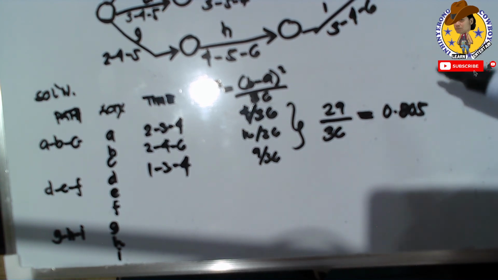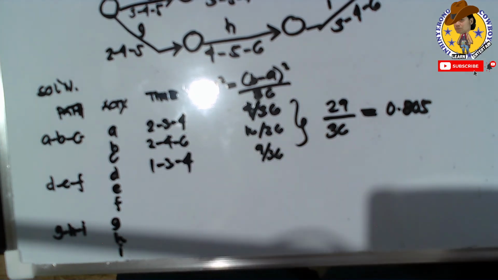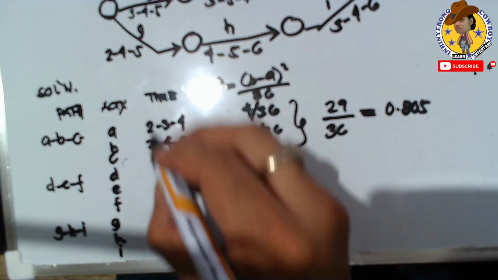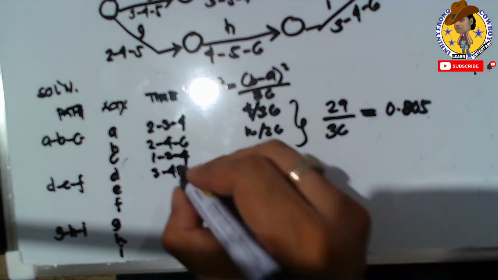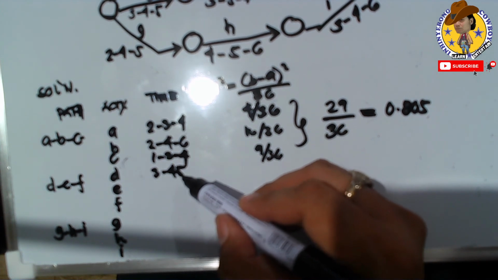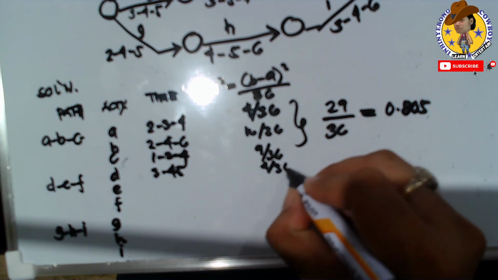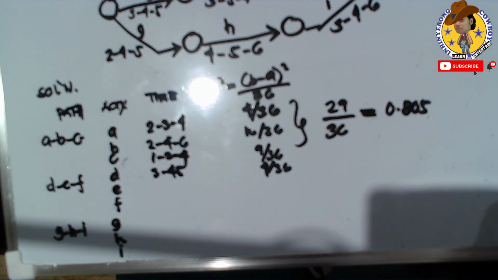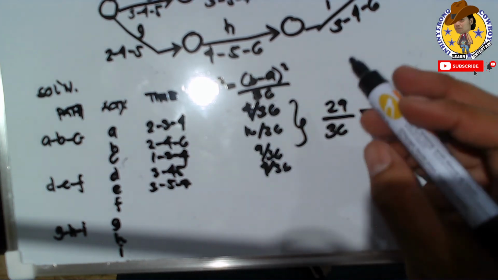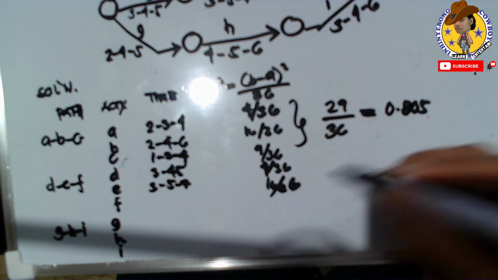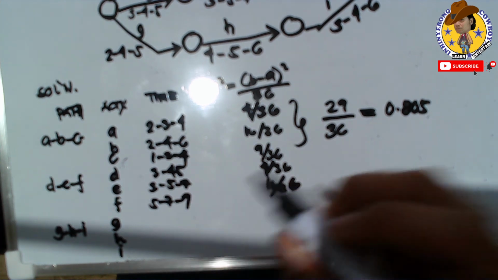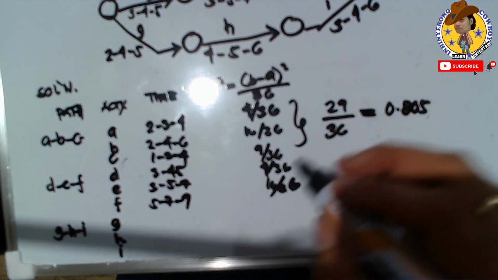So the variance of this path is 0.805. If we continue here, we just adjust this one because the space is very limited. For D, we have 3, 4, 5. The variance of this one is 5 minus 3 is 2, so this is 4 over 36. Sorry for the limited space. Then we have 3, 5, 7: 7 minus 3 is 4, so this will become 16 over 36. And for F it is 5, 7, and 9. So this is 9 minus 5, 4, so this is 16 over 36.